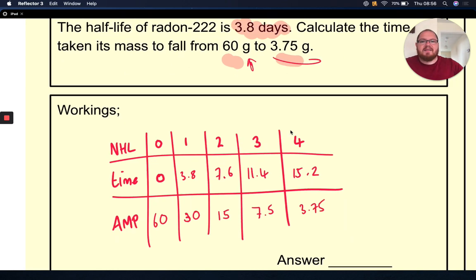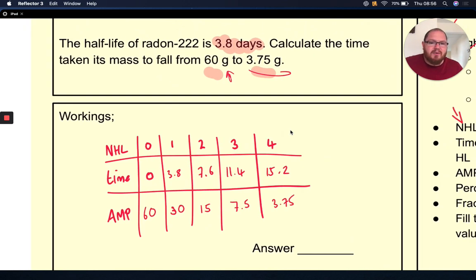The time it takes for its mass to fall from 60 to 3.75. Just going to highlight now. You can see that question could have asked me how many half-lives it takes as well. This is why this table is so handy. And you can see it's going to take 15.2 days. So 15.2 days, okay, for it to fall from 60 to 3.75. I hope you can see that. We're going to do another one just in case, and then we're going to do some practice.